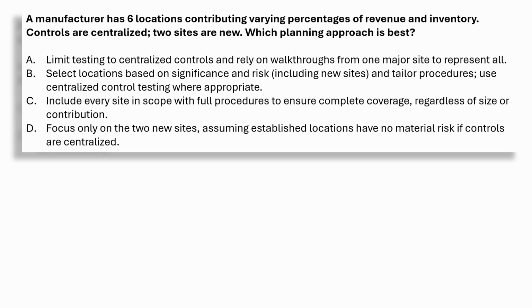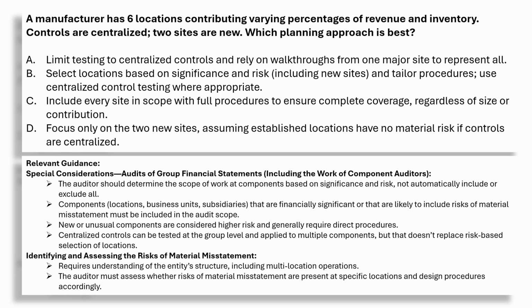Correct answer, option B. Whenever I see multi-location audits, I remind myself, go where the money and risk are. Centralized controls help, but risk-based selection is the gold standard. Here's the crisp summary straight from relevant standards.